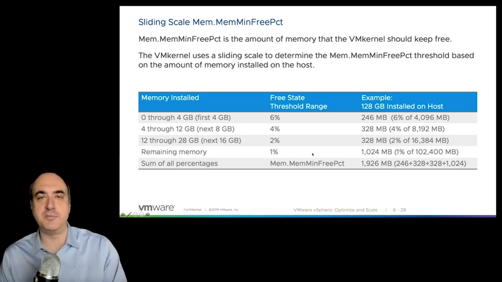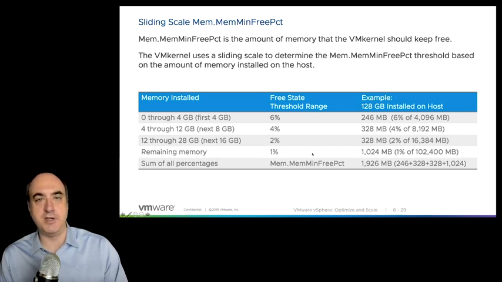So it's no longer actually called min-free. It's still referred to as min-free from time to time, just because that's an easy way to say, okay, our goal is to be above min-free to make the system no longer have to do any kind of serious reclamation. But it's actually now called mem.memminfree% is the actual name.